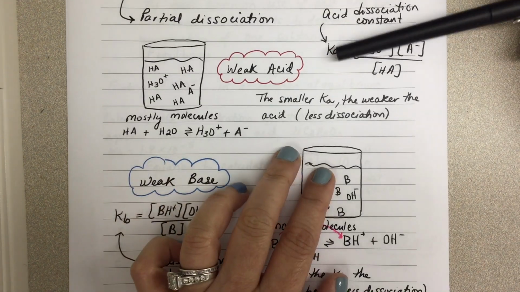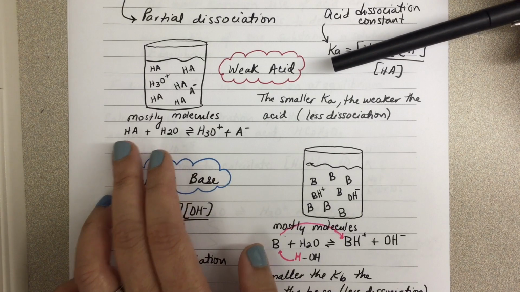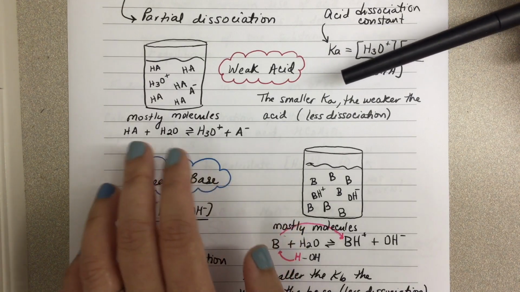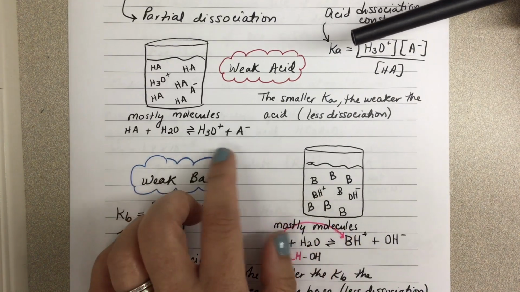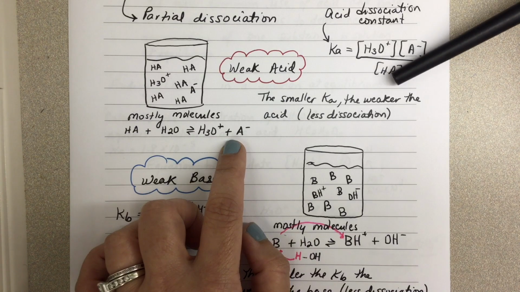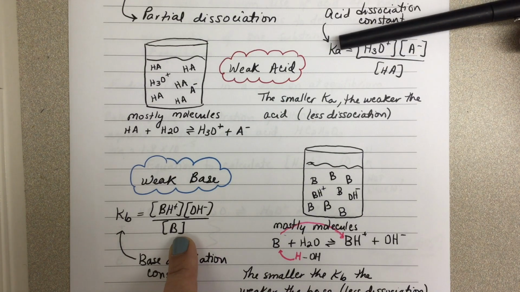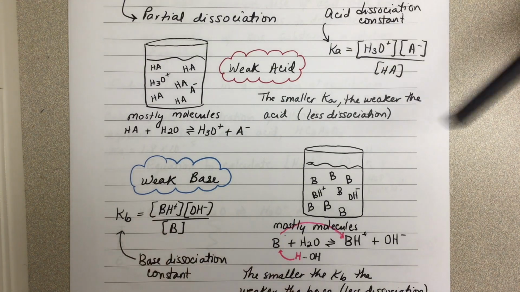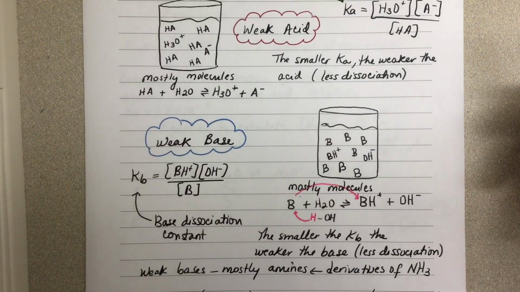So if you have a small Ka or a small Kb, it means that your actual acid or your actual base is having a super small dissociation. So you're going to have a small concentration of the ions on top and a large concentration of your molecule on the bottom part of your equation, and that will give you a small number. So the smaller the value of your Ka or Kb, the weaker the acid or the weaker the base.